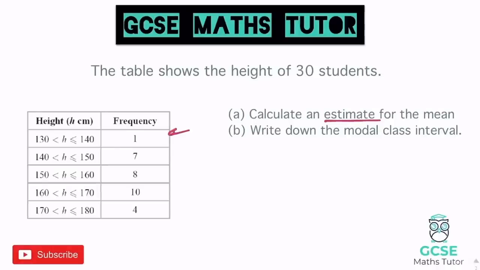It's one person between 130 and 140. There could be anything, 132, 138, anything in between. So what we do is we pick the midpoint. So in between 130 and 140 is 135, and we're just going to use that as an estimate for the height of that person. And we'll do the same for all the others, 145, 155, 165 and 175. And we'll just treat this in exactly the same way as we did before. So one person at 135, 7 people at 145, and we're just going to times across for all of these again.